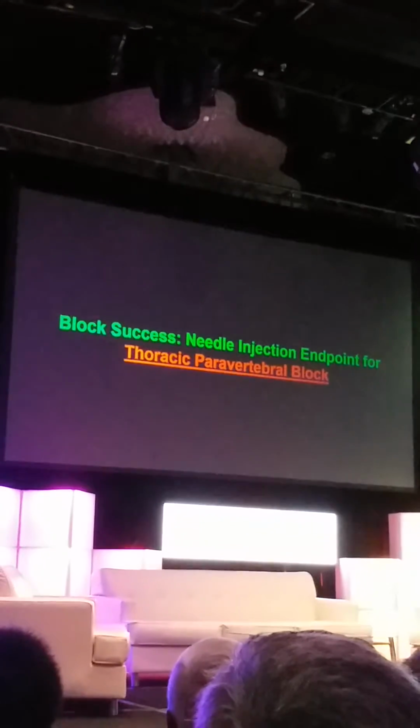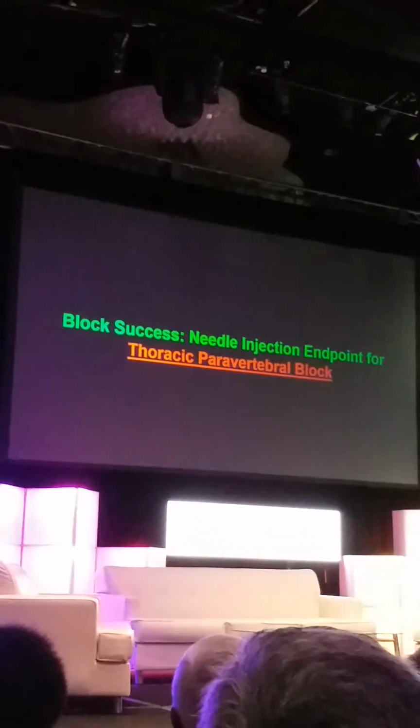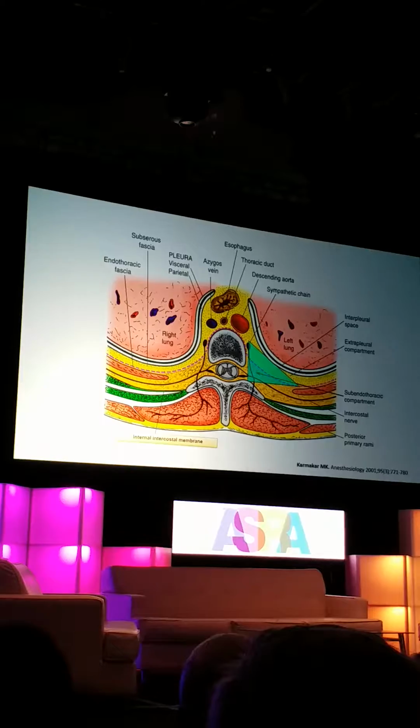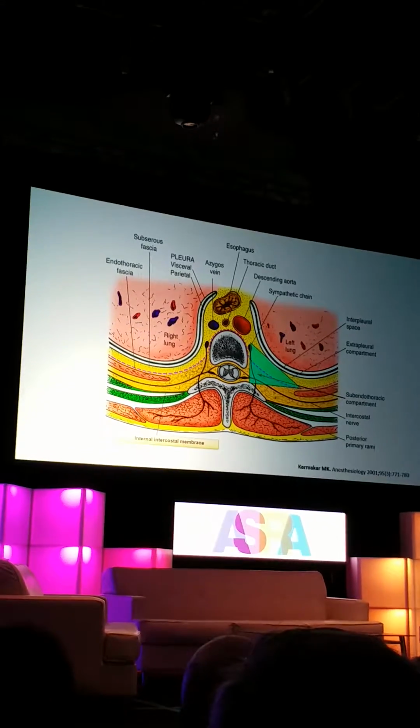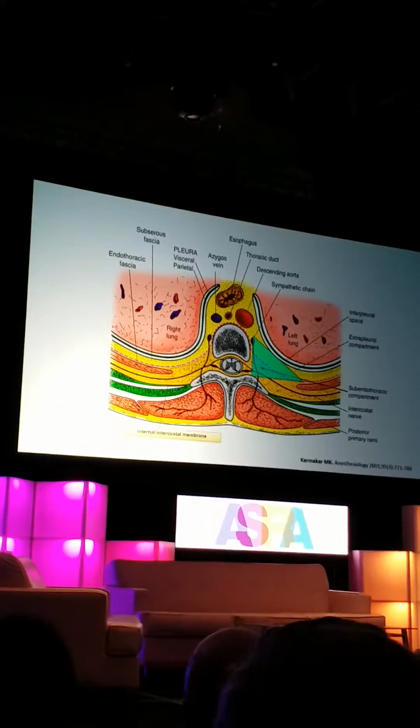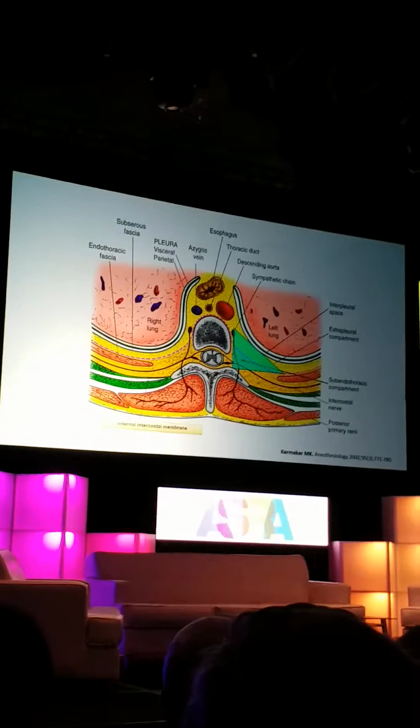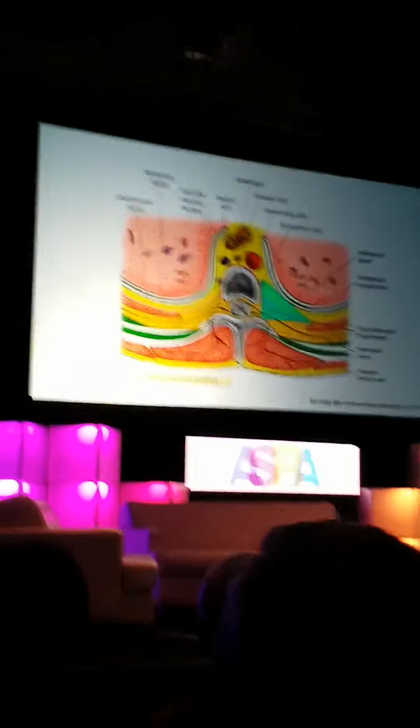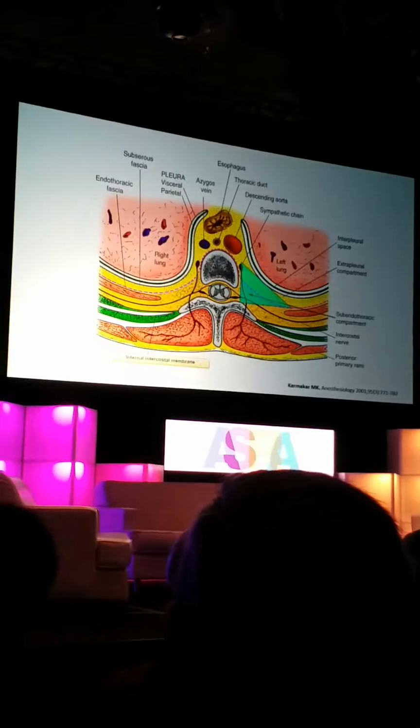Thoracic paravertebral block is a technique of injecting local anesthetic into a wedge-shaped space which is retropleural. It's adjacent to the intervertebral foramina, and as a repository for local anesthetic it is quite interesting because it contains not only the somatic nerves, but also the sympathetic fibers.